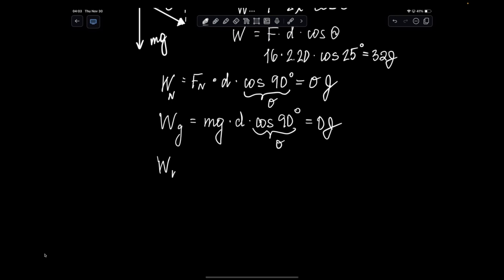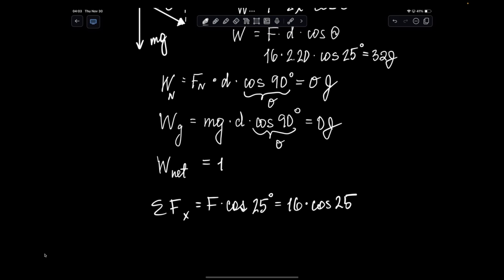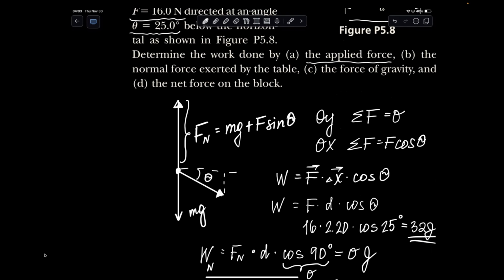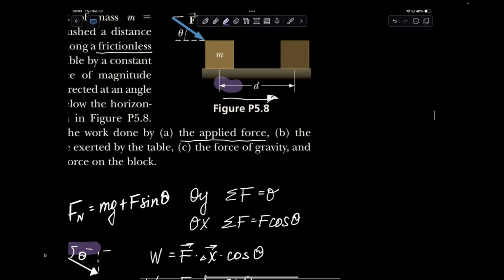And then finally, the work of the net force. If I look at my net force on x, it's going to be the applied force times cosine of 25, so 16 times cosine of 25, and then I would multiply that by the distance, which is 2.2. Well, that gets me the same answer, 32 joules. And why is that? Because I can find net work as the work done by the net force, and the net force in the x direction is just this force right here. So that would be 16 cosine of 25 times this distance of 2.2.